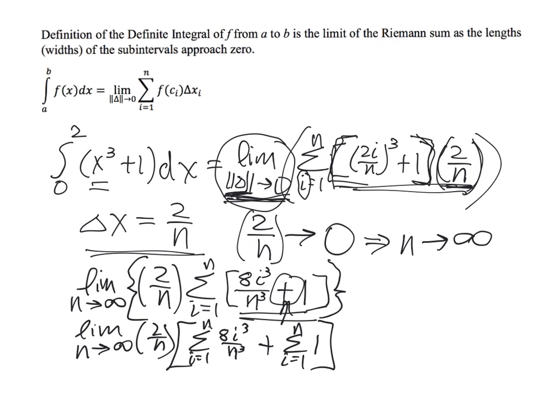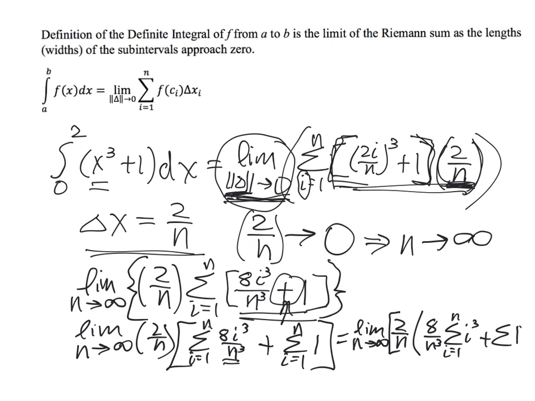And then, like we saw with the 2 over n, we factored it out. We can make this one a little bit nicer by factoring the 8 over n cubed out of it. And we'll end up with the limit as n approaches infinity of 2 over n times 8 over n cubed times the summation of i cubed from 1 to n plus the summation of 1 as i goes from 1 to n.